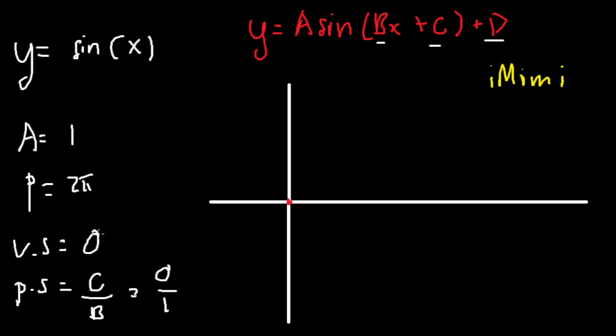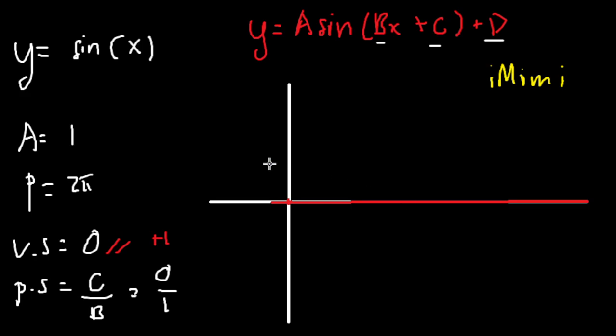Tingnan natin. Ang ating vertical shift ay 0. So, ibig sabihin, hindi aakyat or hindi bababa yung midline ng function. Halimbawa, ang vertical shift natin ay plus 1. Ibig sabihin yan, aakyat yung midline by 1 unit. So, dito na tayo mag-i-start sa 1 unit. However, ang ating vertical shift ay 0. So, we will stay here. Mag-i-stay tayo.